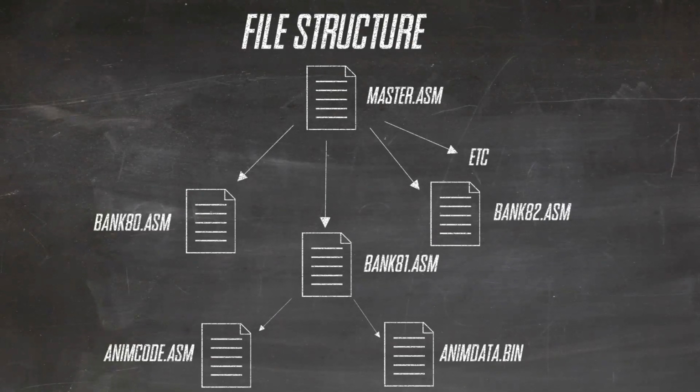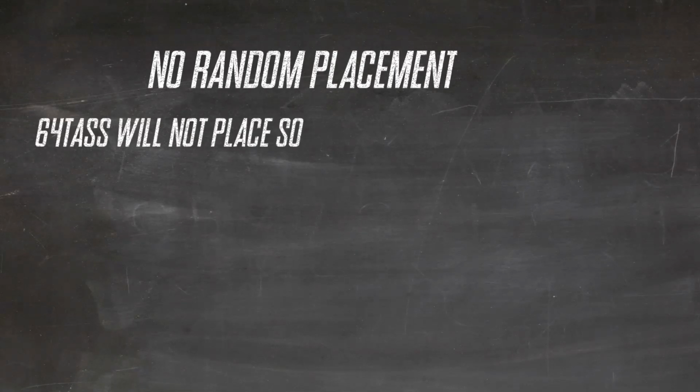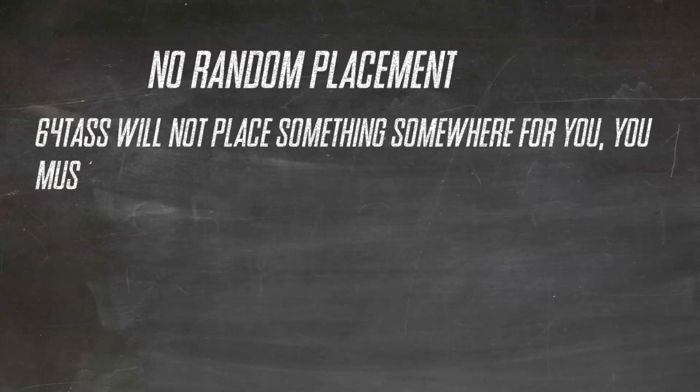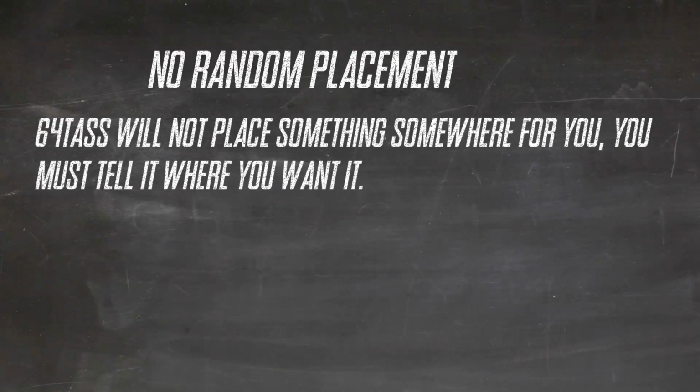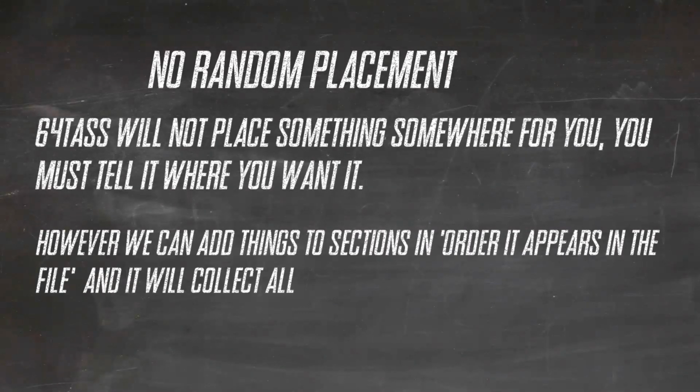The 64tass linker is not a traditional linker, so it doesn't do the random placement for you. You don't say, here is an object, fit it into a bank somewhere, and tell me where it is. 64tass will ask you to tell it where you want things. We can make sections and we can instance those sections somewhere. However, we can haphazardly place things in a section. This will make more sense when we step through the code.